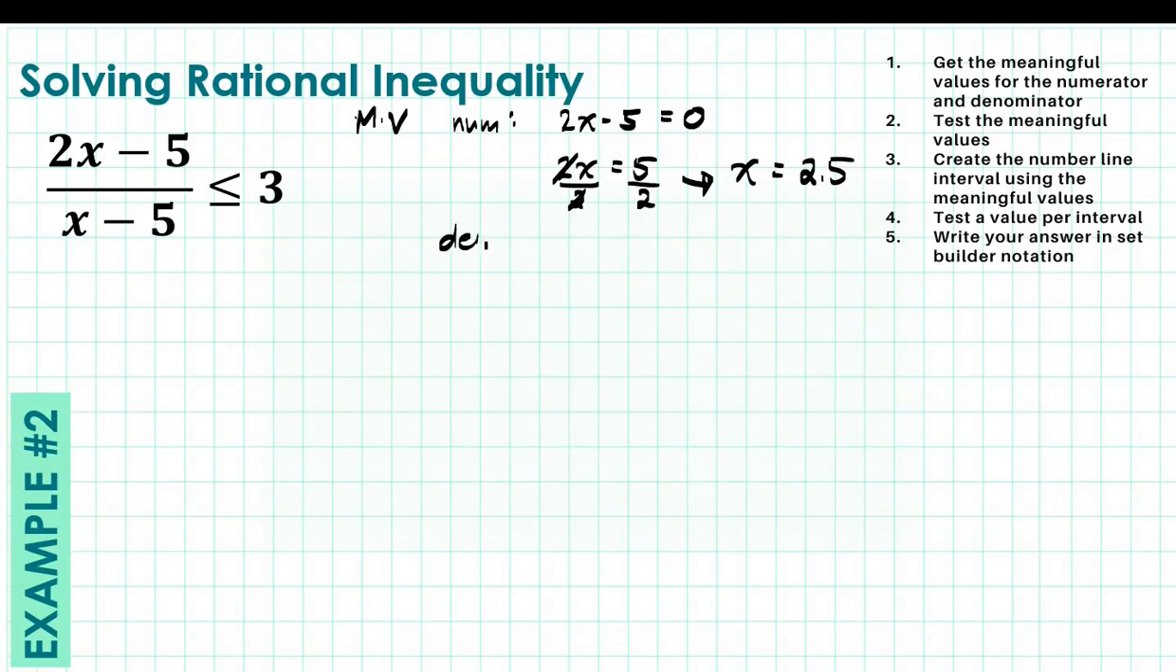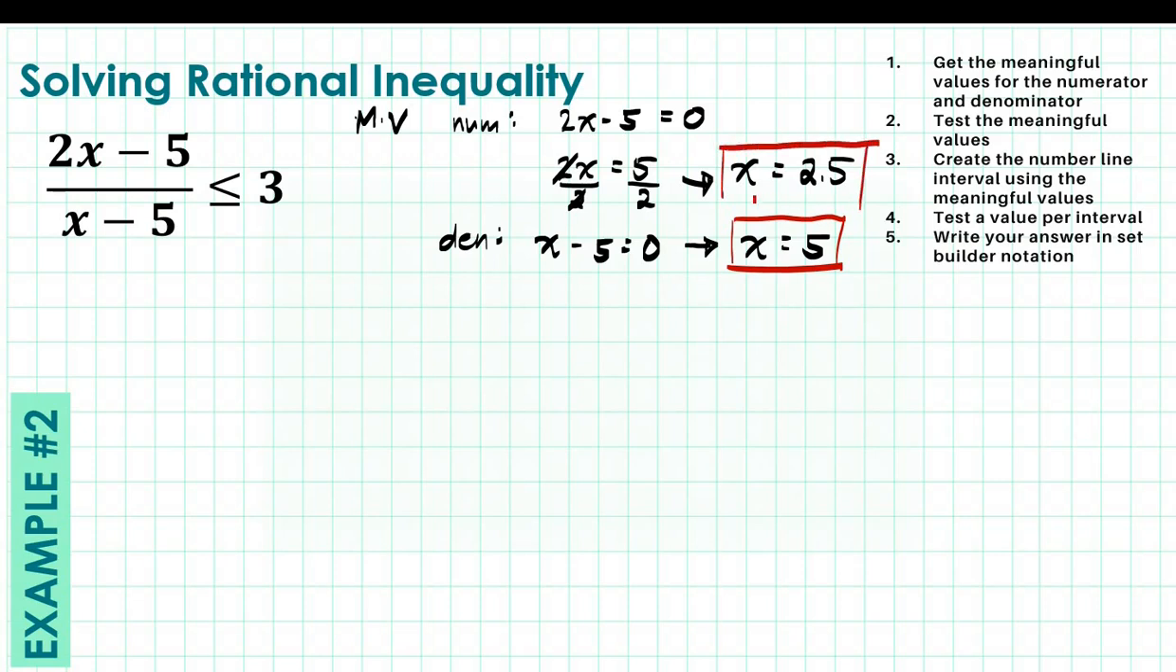For the denominator, we have x minus 5. This one is quite easy to solve. And so the value of x here, simply transpose -5 to the other side, will get 5. So the two meaningful values we have for this example number 2 are x equals 5 and x equals 2.5. Moving on to step 2, we need now to test the meaningful values.